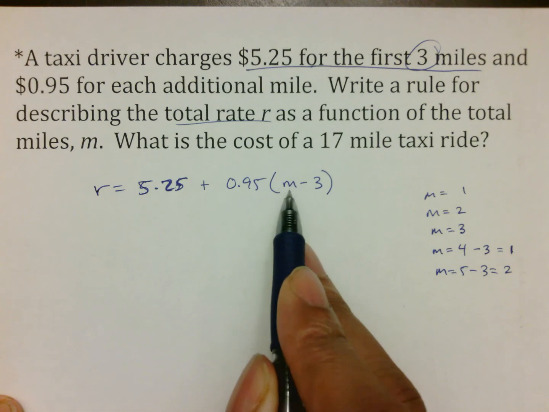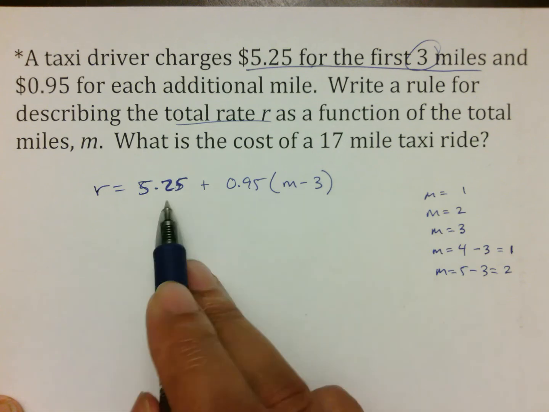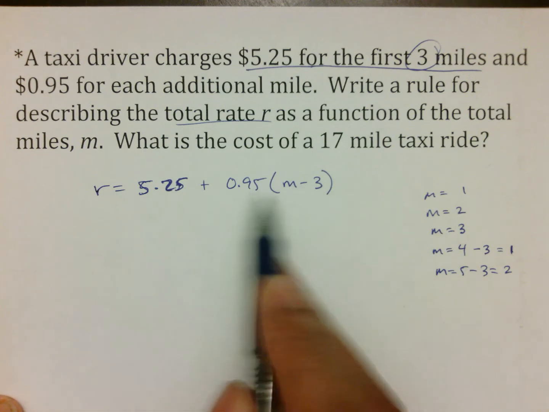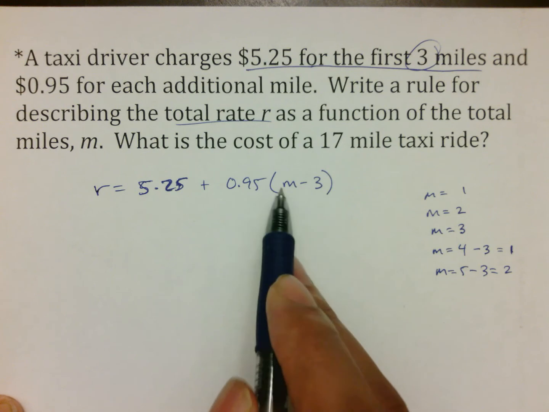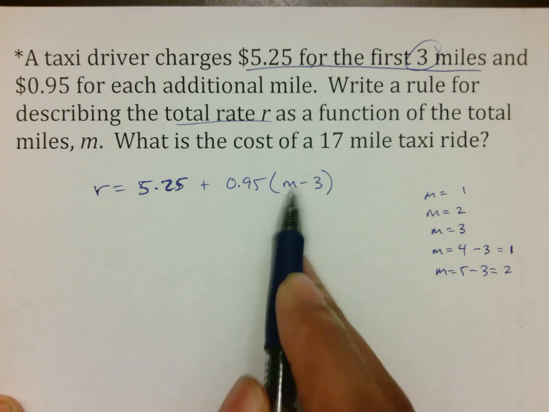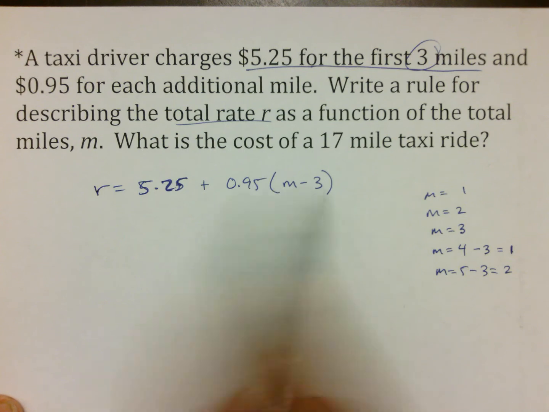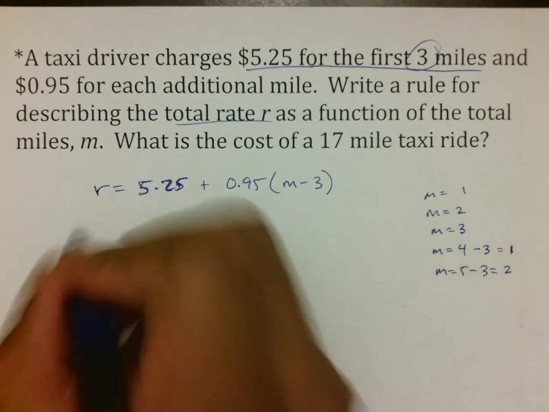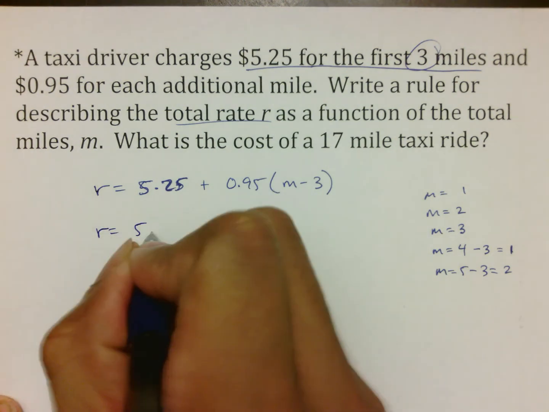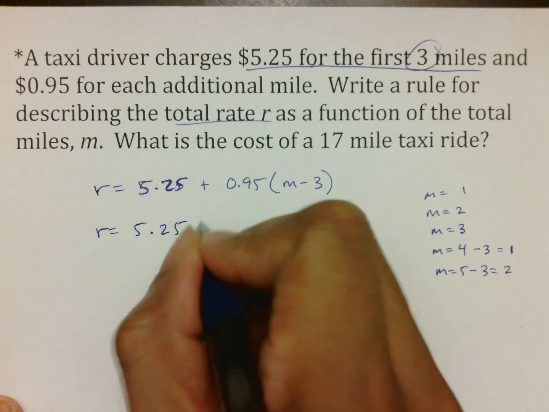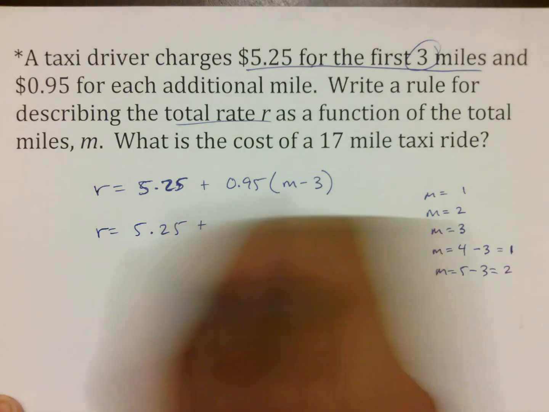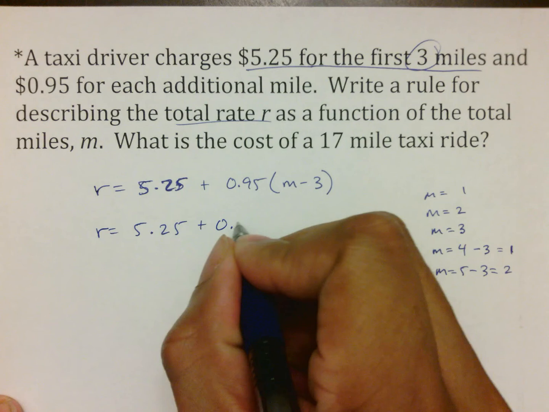For 2 miles, 1 mile really wouldn't work in this situation because it would just be $5.25. But in terms of your general equation, you've got to make sure you factor in that the first 3 miles don't get charged 95 cents, but the 4th mile does, the 5th mile does, and so on. When I say it has to be simplified, you've got to make sure you actually do it the right way, because if you type this in, that's not a simplified version. It's not going to work on MathXL.